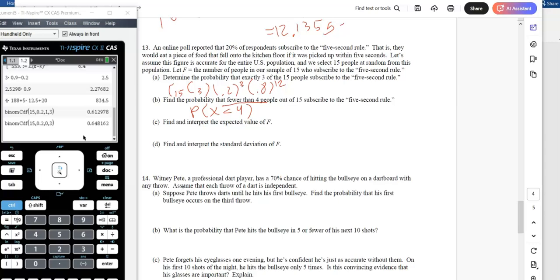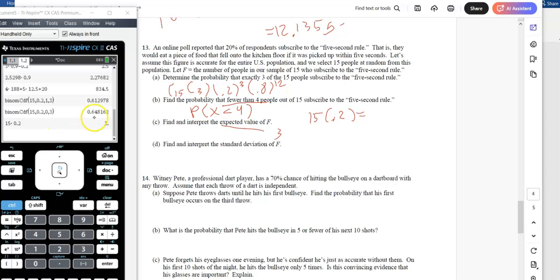I'm trying to interpret the expected value of F. So expected value of F. This is binomial, so that's going to be N times P, right? So N would be 15 times the probability of success, 0.2. So 15 times 0.2 is 3. You want to see that little bit of work there.